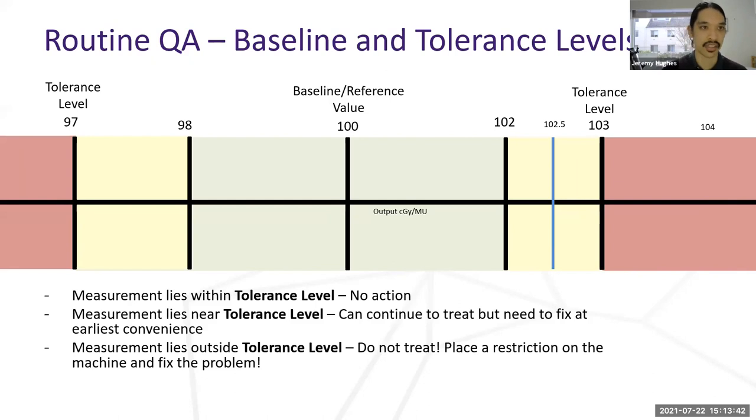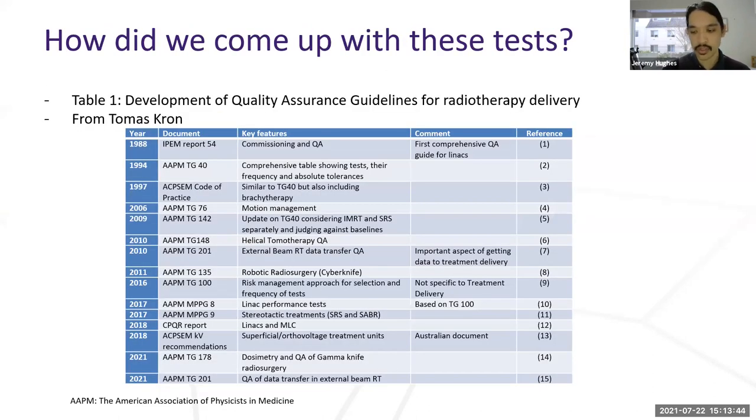Yeah, that's just summarizing that. So there's a wide variety of tests. I guess the big question is, how did we come up with these? How did we choose the baselines and the tolerance values?